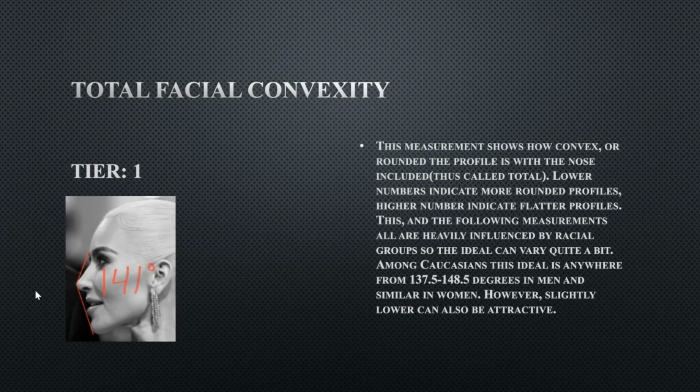Her total facial convexity is a tier 1, so the difference between the total facial convexity from the glabella and this one is that this one takes into account her nasal protrusion, and this is perfect at 101 degrees, and this is within the middle of the distribution of the ideal range, so this is perfect.